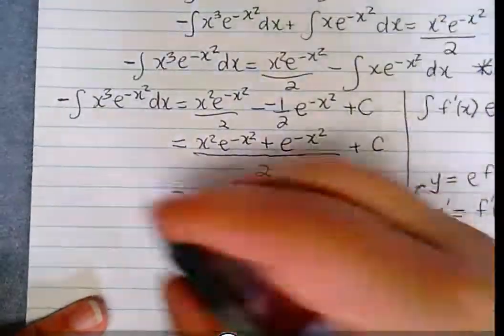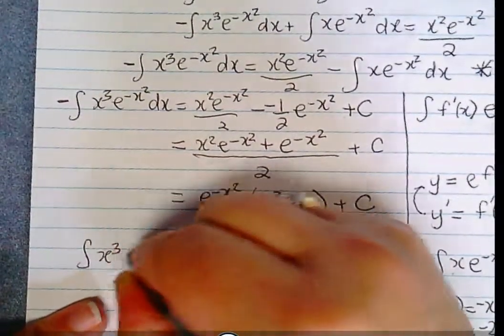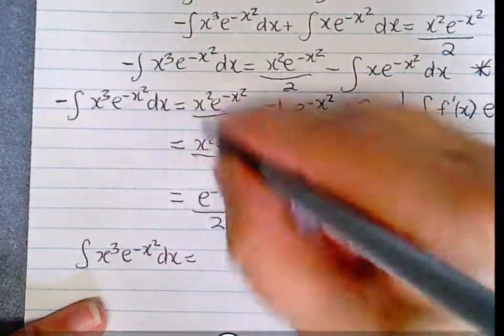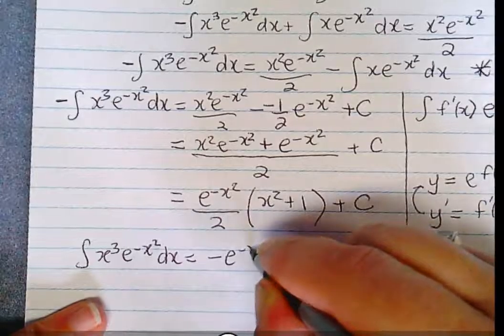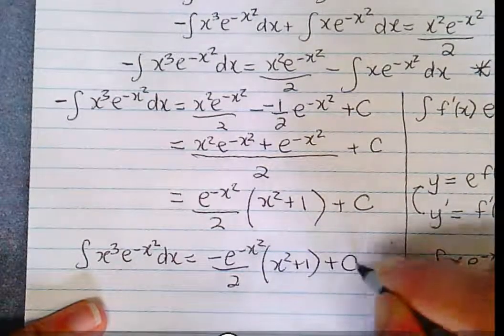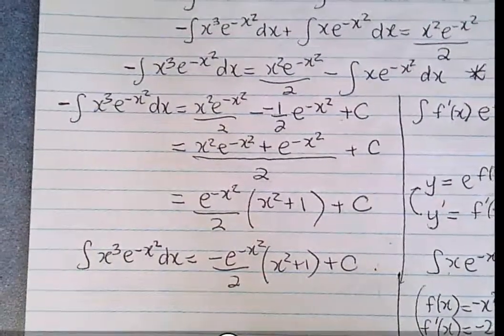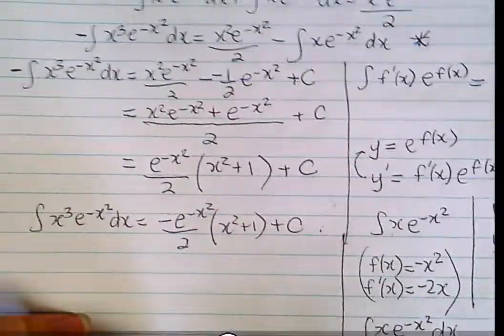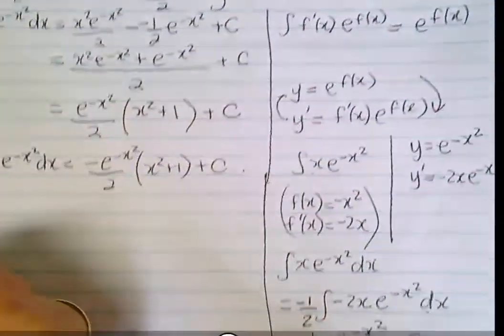So therefore, the integral of x cubed e to the negative x squared dx is negative of this, negative e to the negative x squared over 2, bracket x squared plus 1, plus c. Okay? All right, what we might do is practice a few more like this over here.